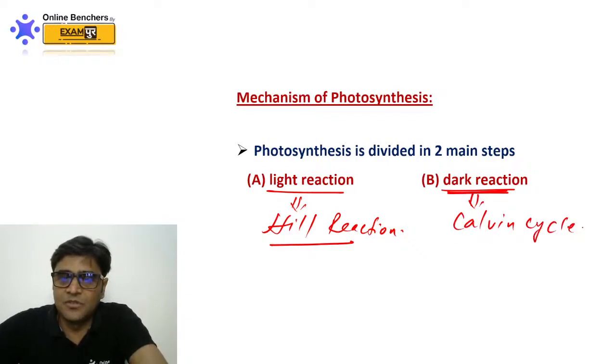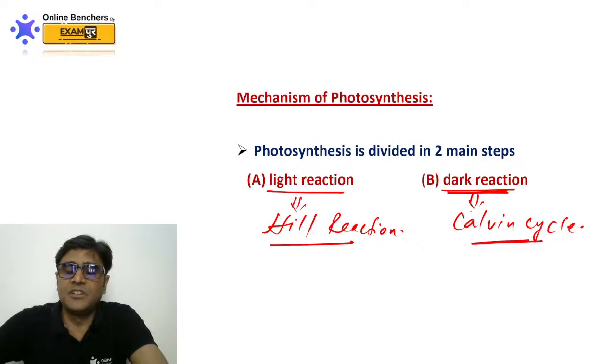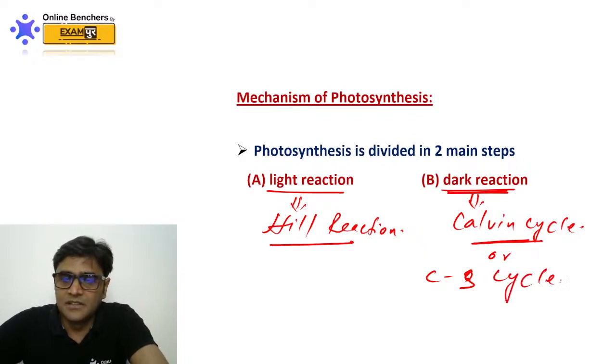Calvin cycle, because this process was explained by the scientist Melvin Calvin. That's why this is also called Calvin cycle or C3 cycle. We will discuss why dark reaction is known as C3 cycle: because the first stable product of dark reaction is a 3-carbon compound which is known as phosphoglyceric acid.